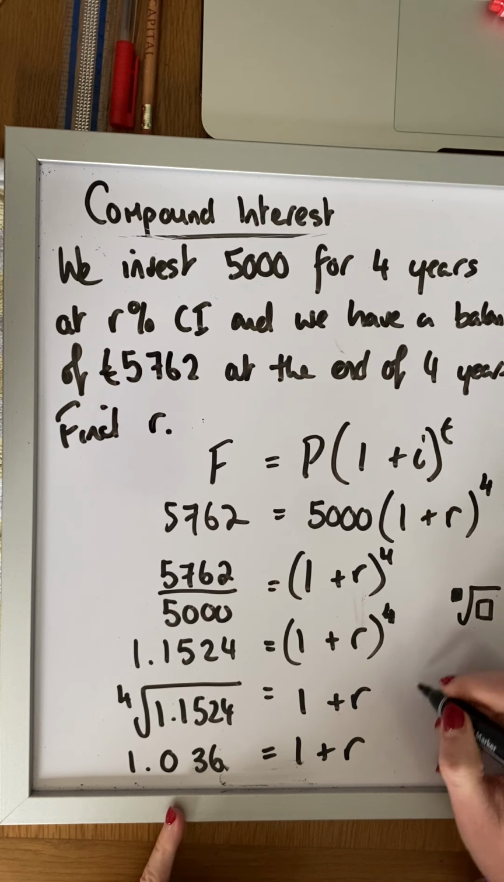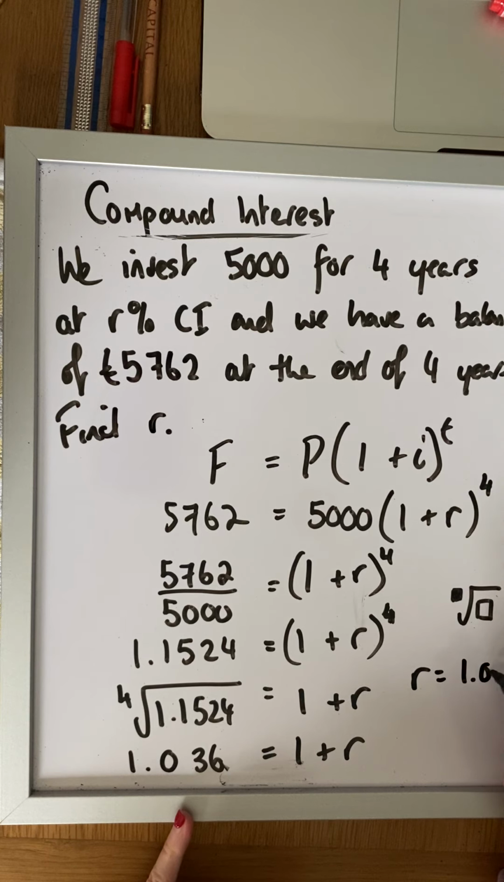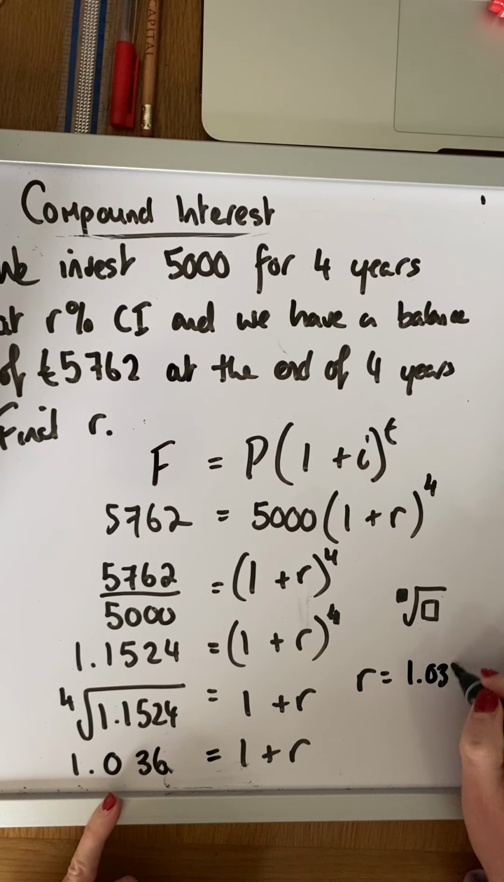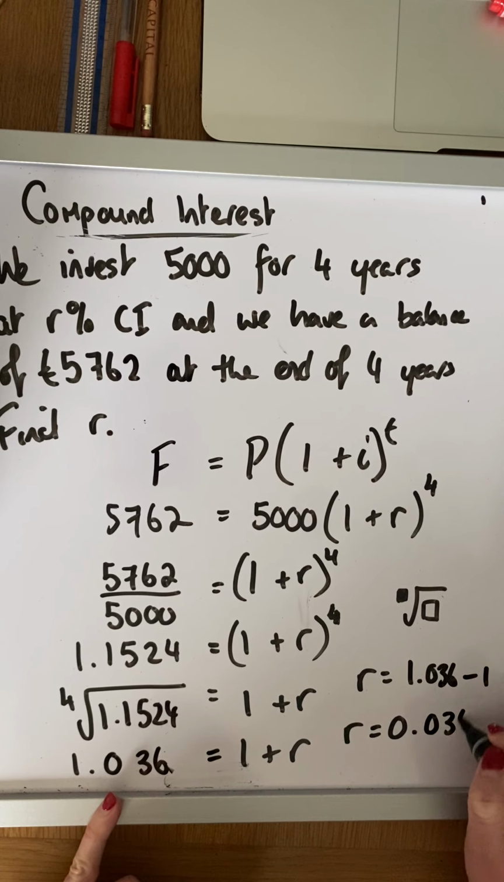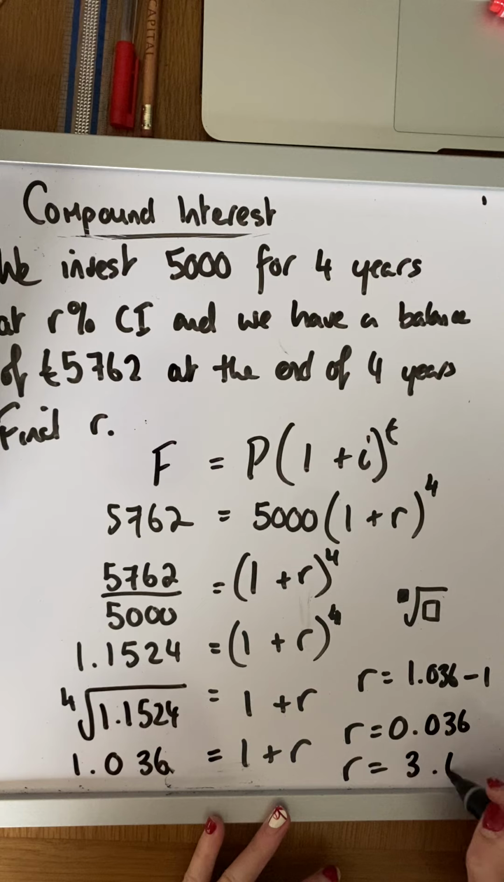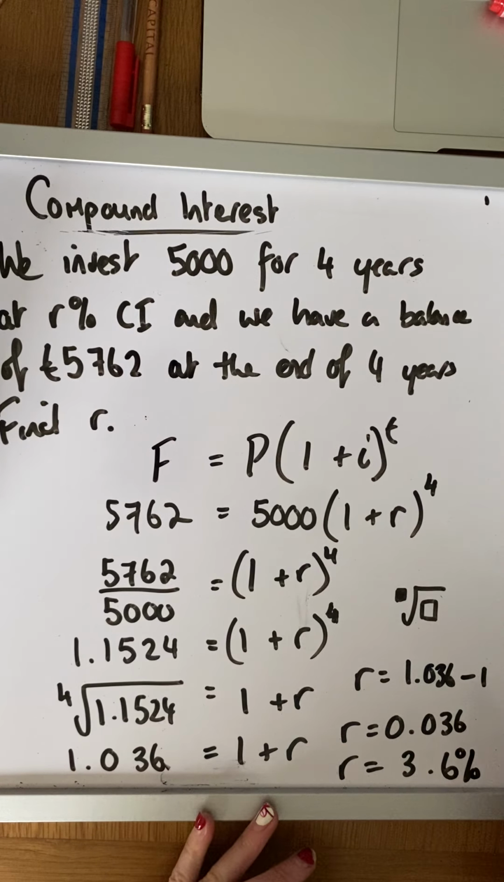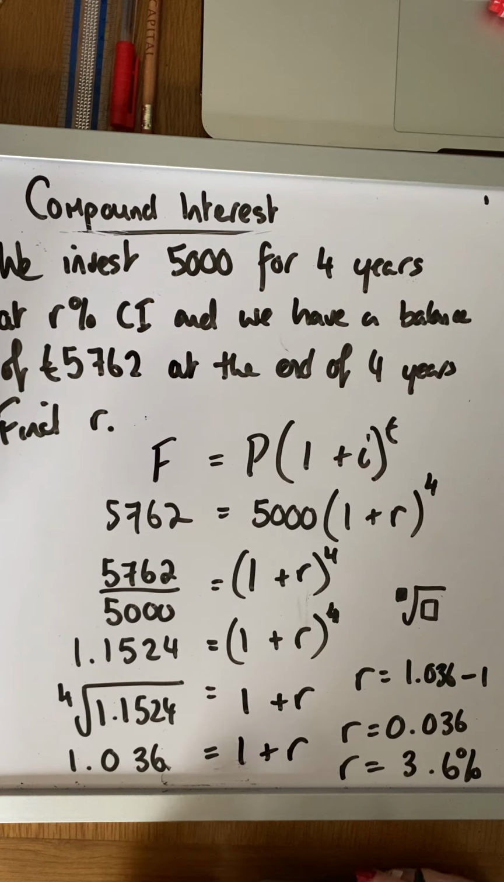To get the R by itself, all we do is we subtract 1 from both sides. So 1.036 minus our 1 leaves us with 0.036. And to turn this into a percentage, we simply multiply that figure by 100, which gives us 3.6%. And that's how we find our missing interest rate.